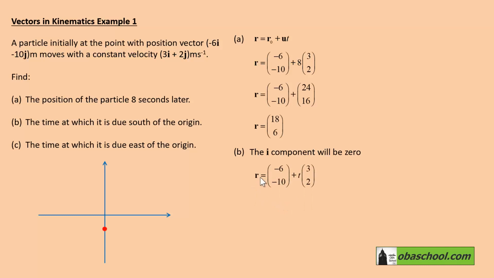So, if r is equal to negative 6, negative 10 plus t times 3, 2, we want the i component to be 0, which gives us negative 6 plus 3t is 0. 3t therefore is 6, and therefore t equals 2.